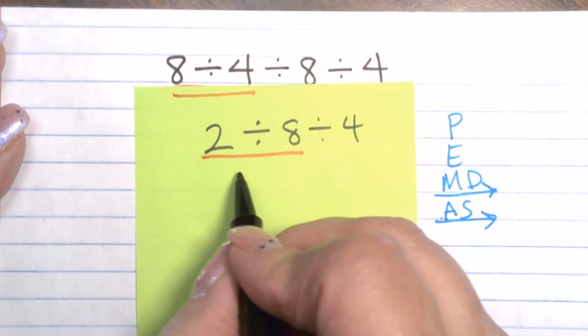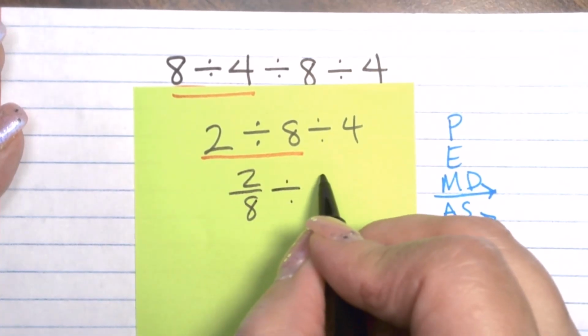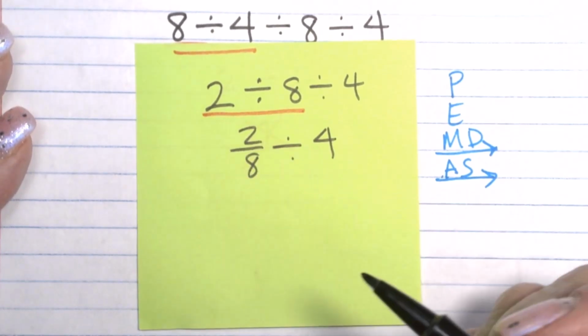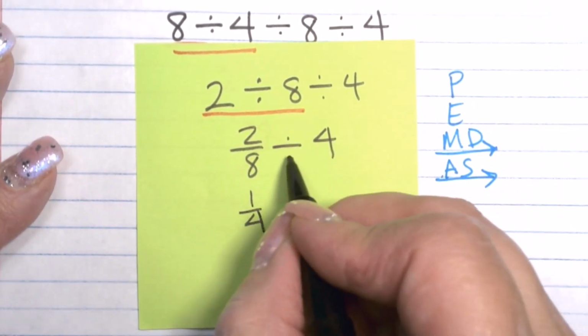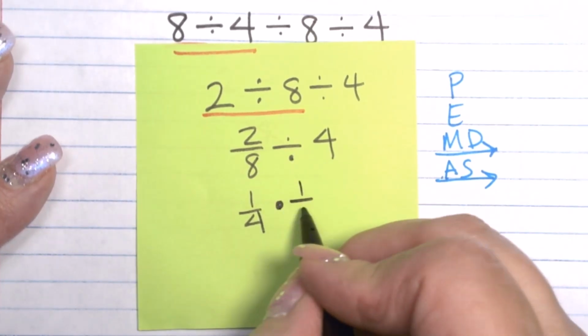Well, 2 divided by 8 can be rewritten as 2 over 8, and that is going to be divided by 4. This can be put into lowest terms now, so that is 1/4. And you are dividing by 4, which means you are multiplying by 1 over 4.